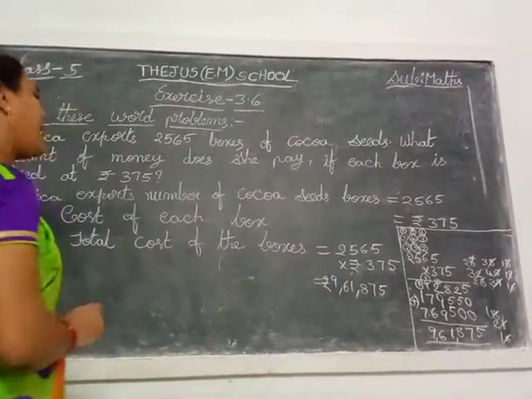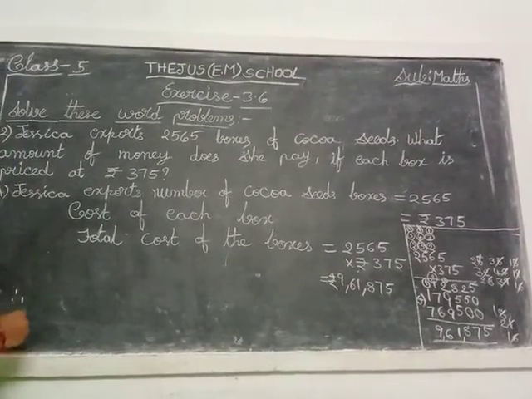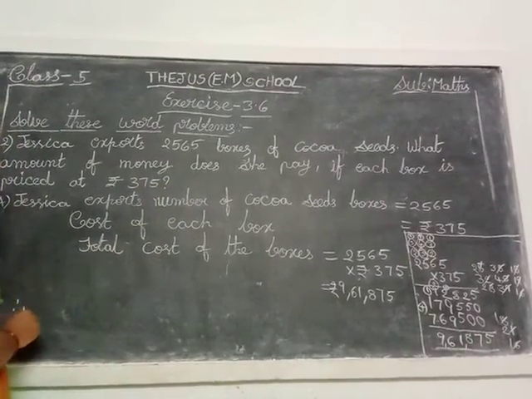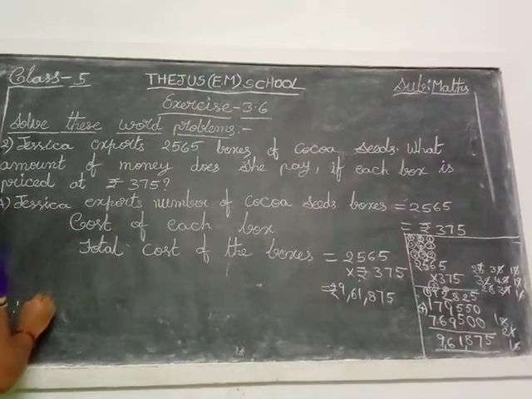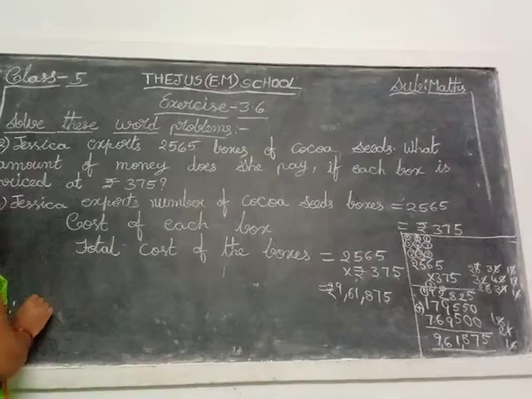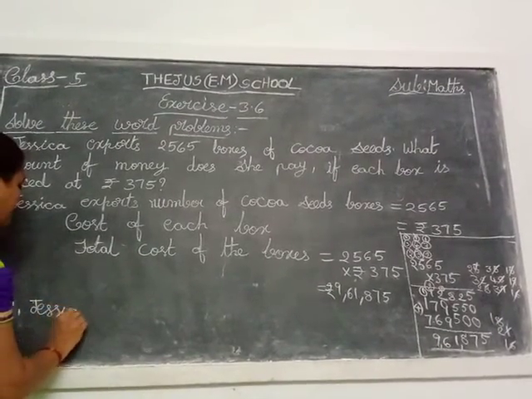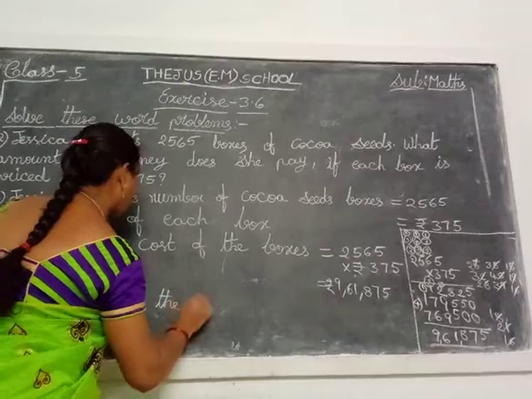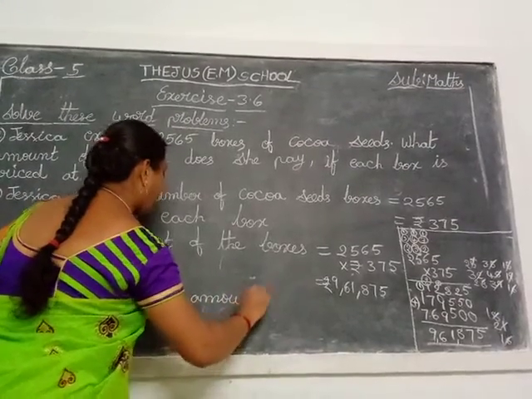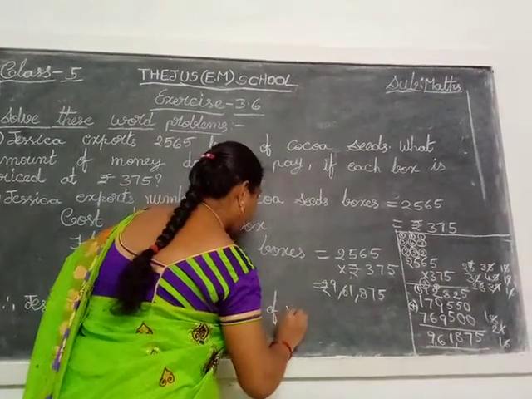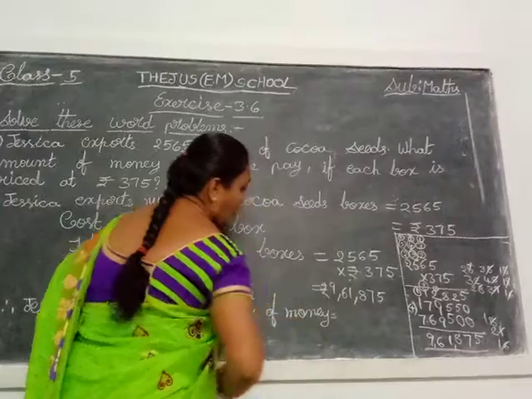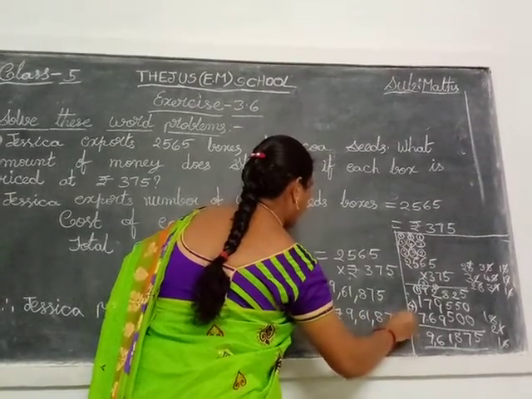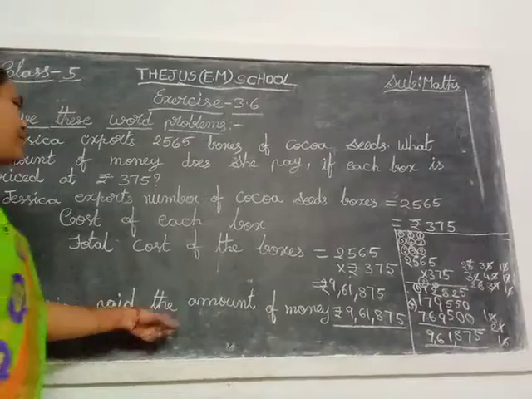9,61,875 rupees. Okay? So, you write the conclusion. Therefore, he asked, what amount of money does she pay? She means here Jessica. So, right here, Jessica paid the amount of money. How much, children? 9,61,875 rupees. Okay, Jessica paid the amount of money 9,61,875 rupees.